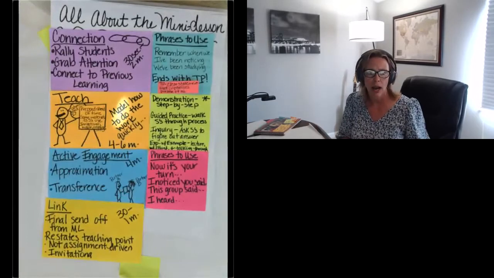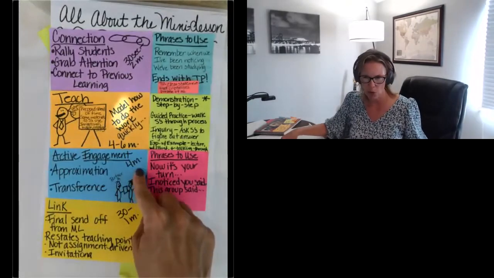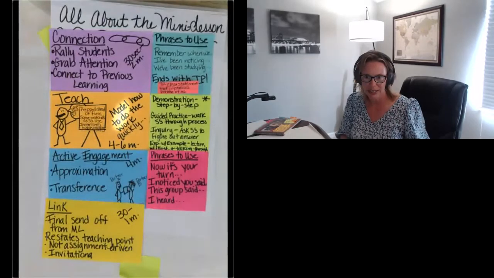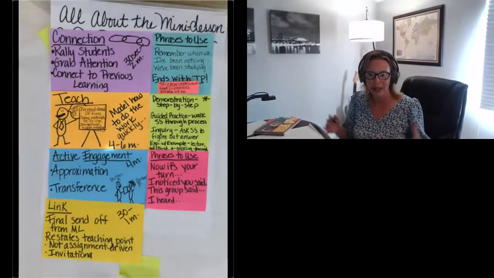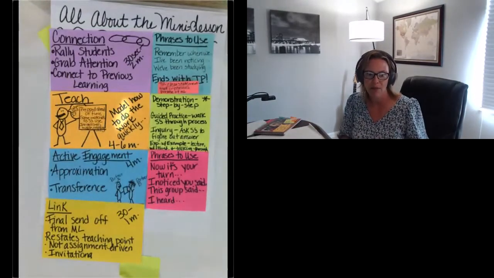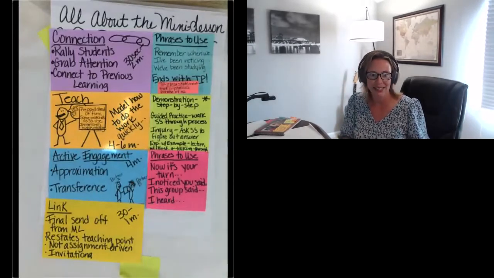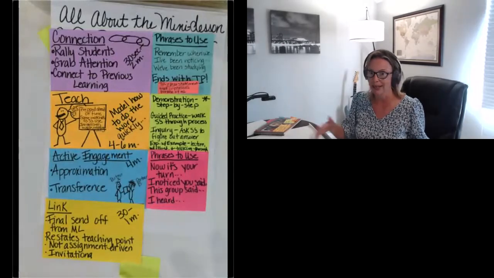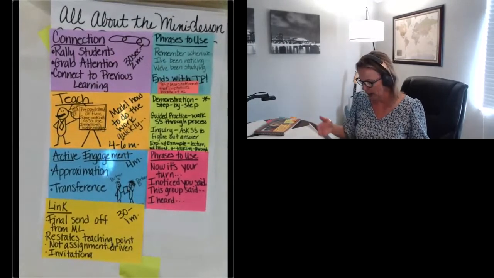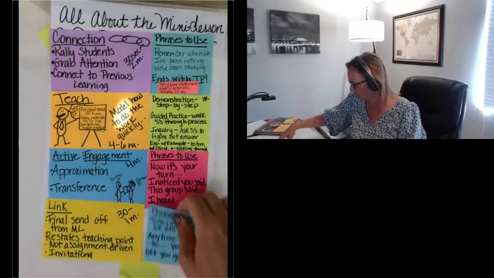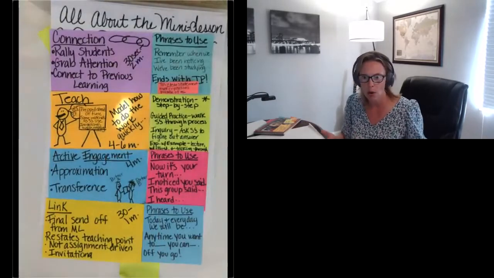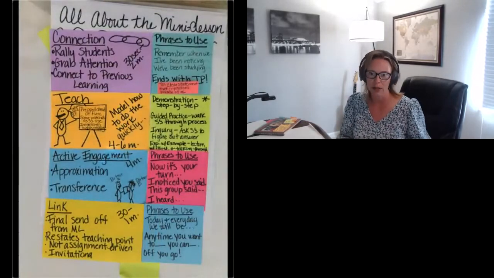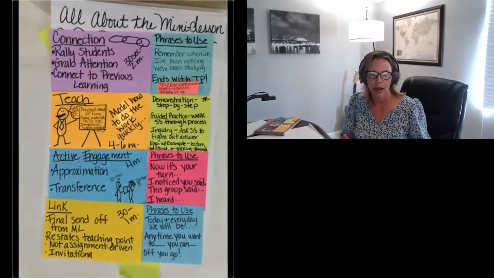So then the final part of your mini lesson is the link. And the link is, well, your active engagement's about 4 minutes. Your link should be 30 seconds to 1 minute. And it's really like the final send off from the mini lesson. And in this time, you just restate the teaching point. At least that's what I do. I just say today and every day, you can be the kind of writers who, oh, here we go. I'll just put that on there for you. Or readers who, and then I just totally restate the teaching point.